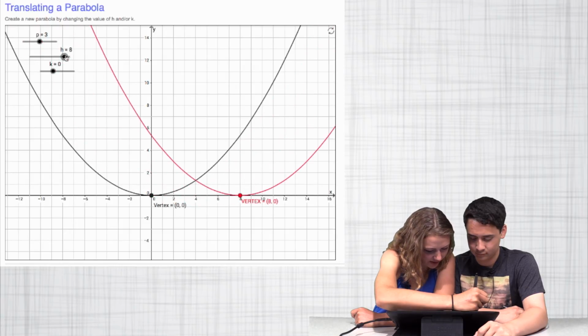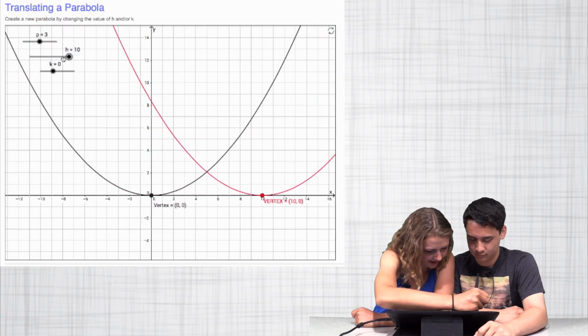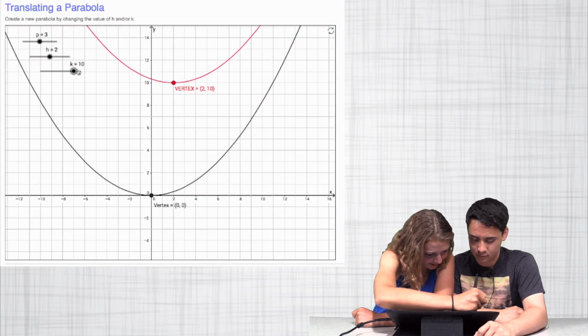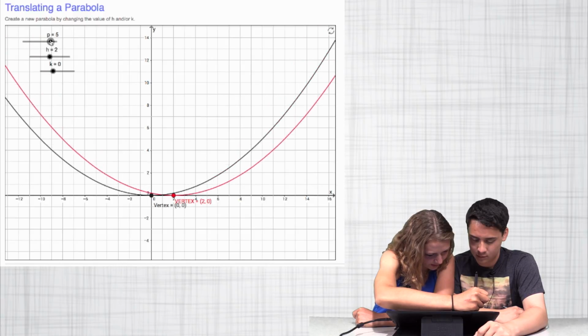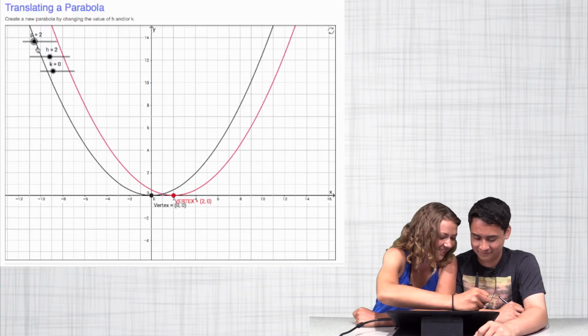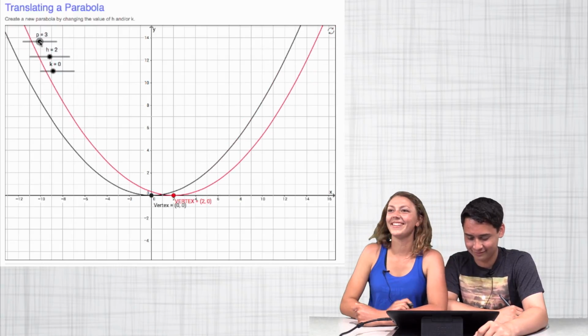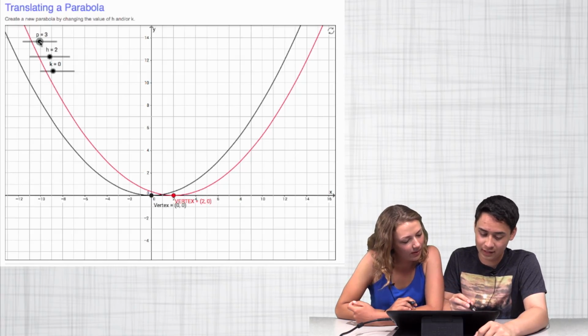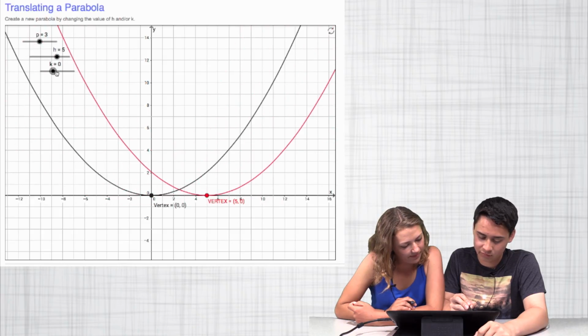Okay, H is going to move it from right to left. K is going to move it up, down. Then P is going to make it bigger or smaller. What'd you figure out? That our P makes it wider and smaller. Our H moves it side to side. And then our K moves it up and down.